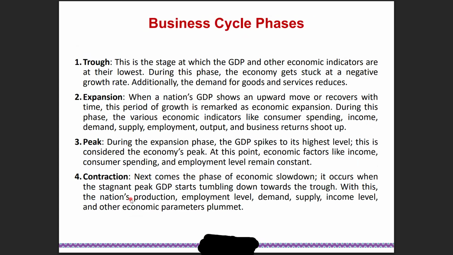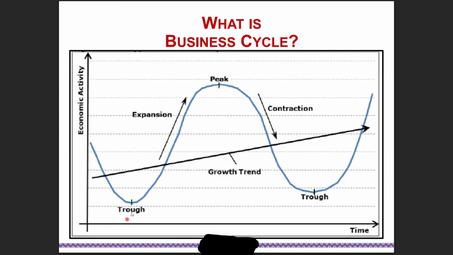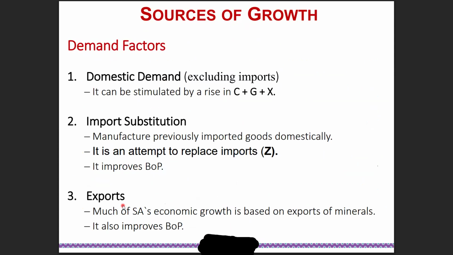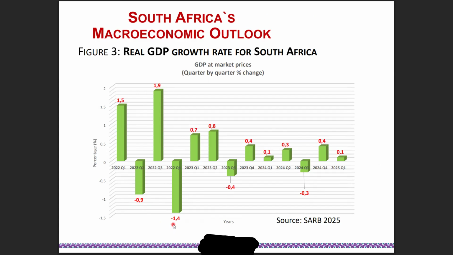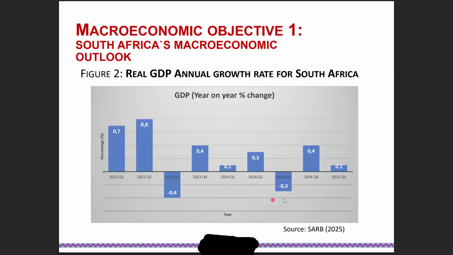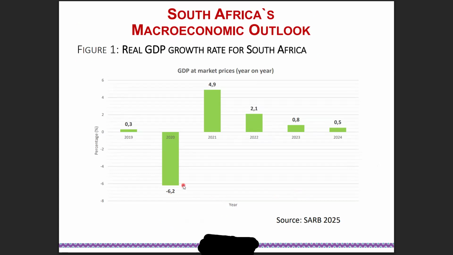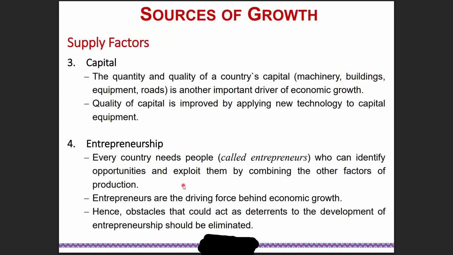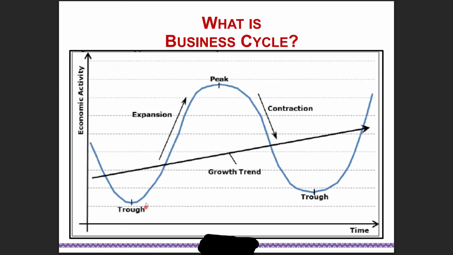Now, during the trough, the lowest point of the business cycle, we have a negative growth rate, right? You can see with the one which has figures that here we have a negative growth rate. This is our trough, the lowest point of the business cycle. During the trough, economic activities are declining. So we'd have a high rate of unemployment and low income. People don't have income, obviously, because they are unemployed.